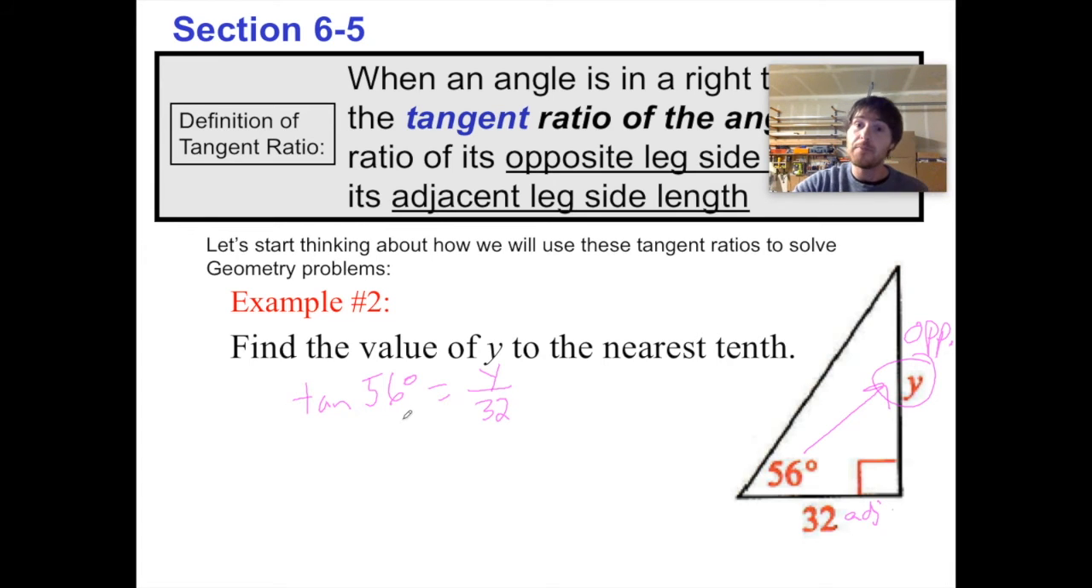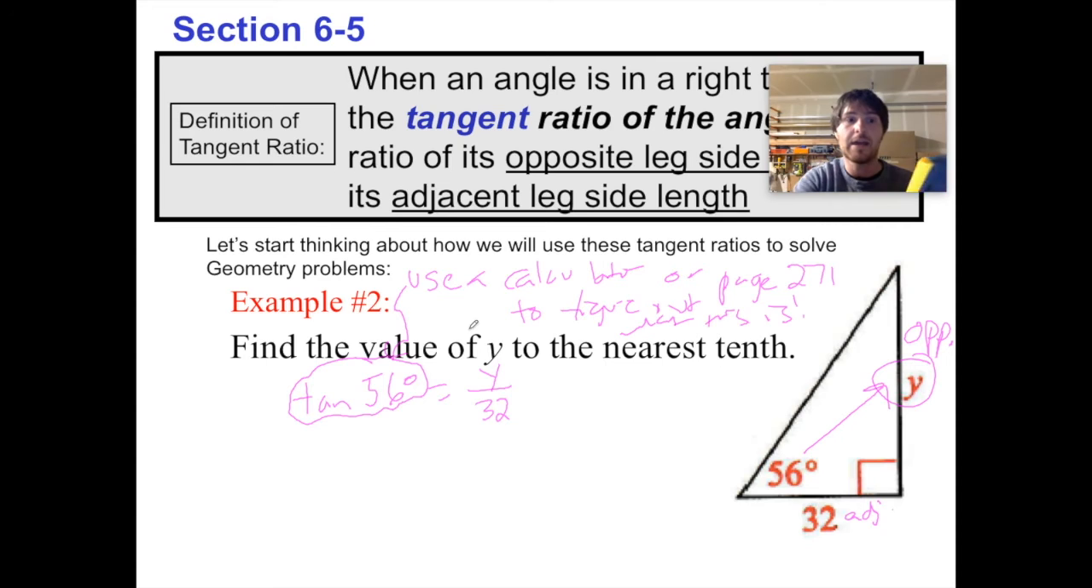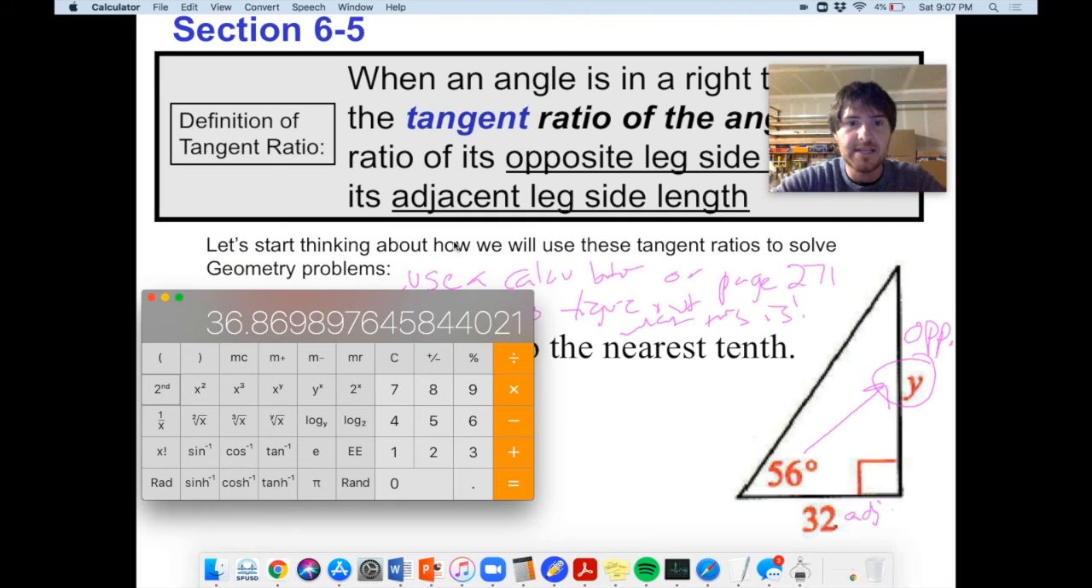This problem is a little bit different than the last one. What you've got to do here is figure out what tangent of 56 is. We have a number for that. So we need to use a calculator or page 271 to figure out what this is. I'm using a calculator right now, so I'll do it on this calculator. I'm going to do 56. I'm in degree mode, not radian mode, and I'm going to hit tangent.